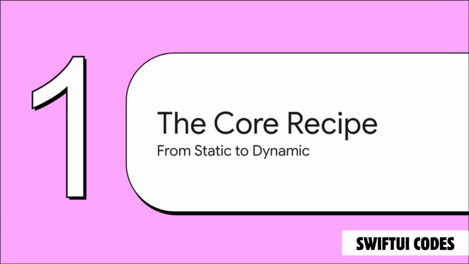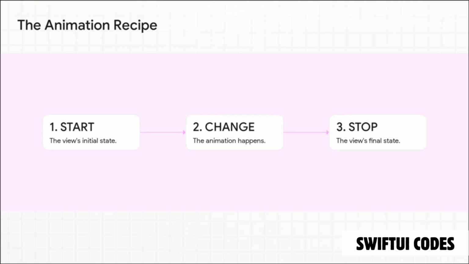Okay, so let's get into the core animation recipe. This is how we go from static to dynamic. So how does that journey actually work? Well, it's really all powered by the simple 3-part recipe. It's kind of like the blueprint for taking any boring old static thing and making it, well, dynamic. So it's this simple. You have a start, the change happens, and then you have a stop.